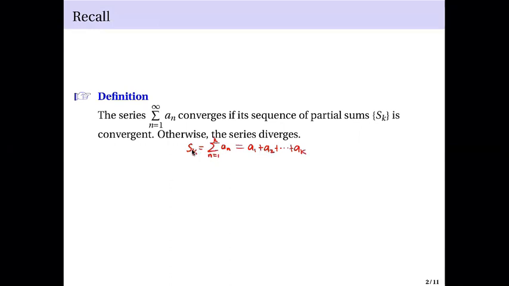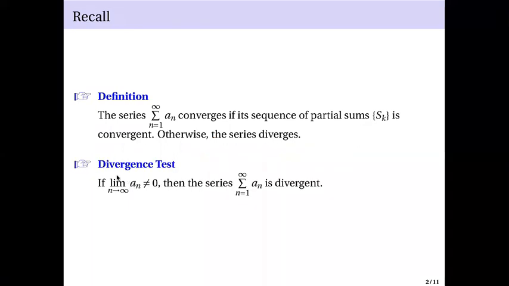So you collect all of this s_k, k from 1 to plus infinity, and then you look at the limit of s_k as k approaches infinity. If it is convergent, then the series summation n equals 1 up to plus infinity of a_n converges. Otherwise, if the limit of s_k as k approaches infinity diverges, then the corresponding series also diverges. Okay? We also recall the divergence test.